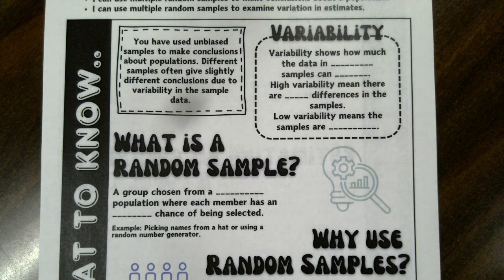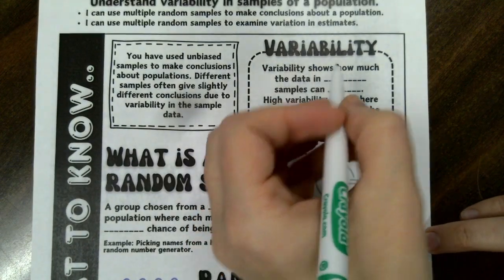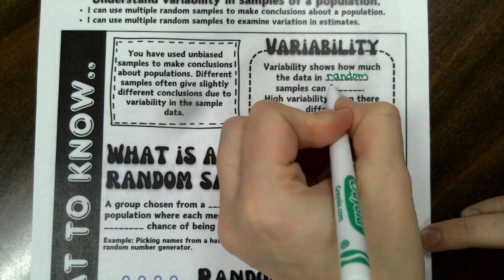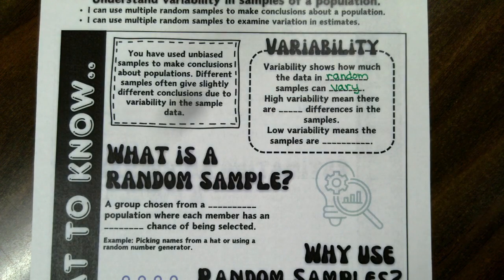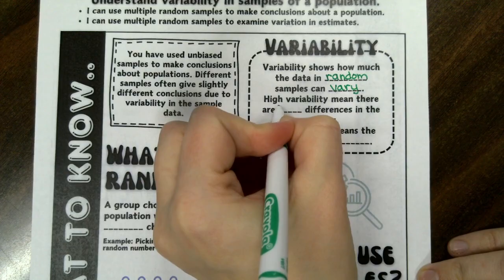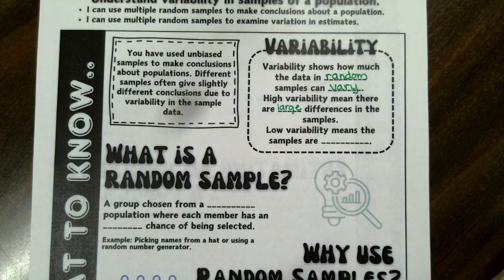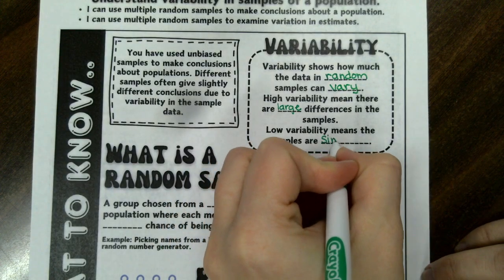What's variability? Well, let's talk about it. Variability shows how much the data in random samples can vary. So when we're talking about variability, we're talking about just how those random samples can vary. High variability means there are large differences in the samples, and low variability means the samples are similar.